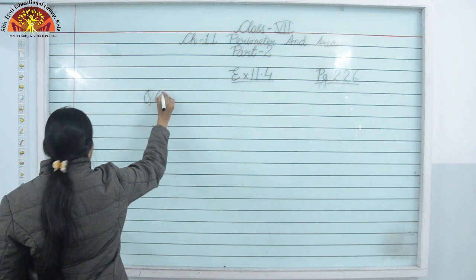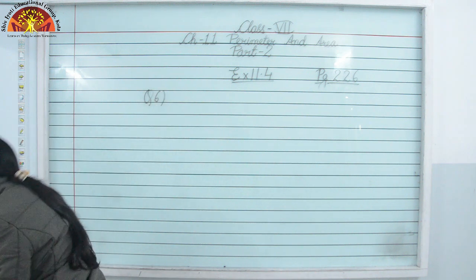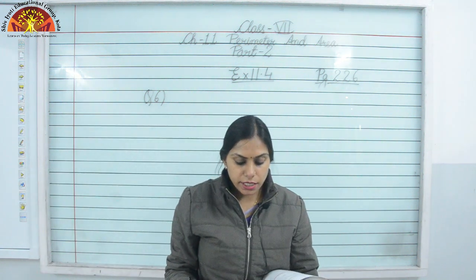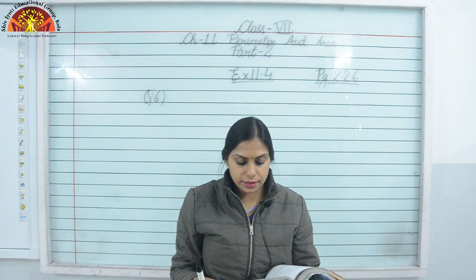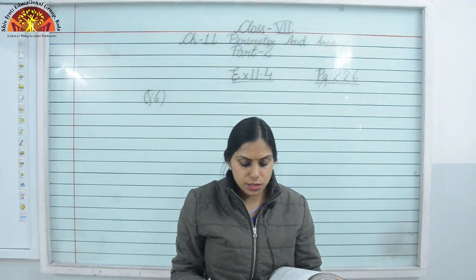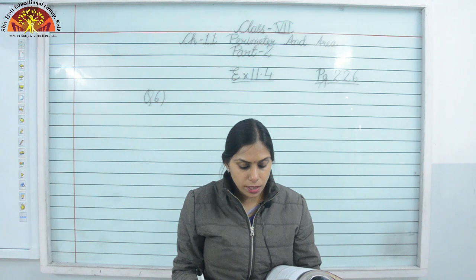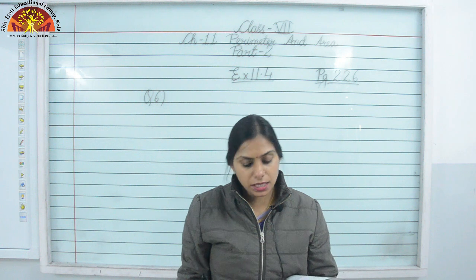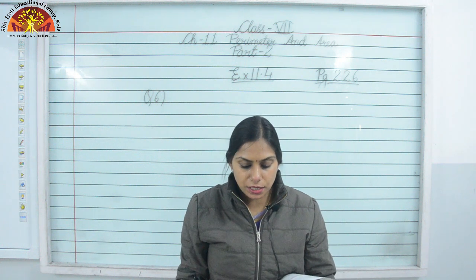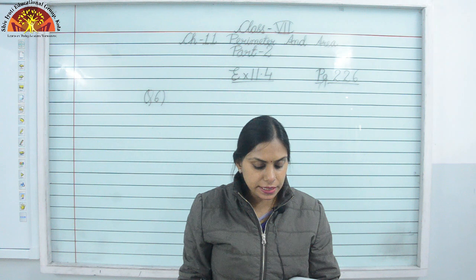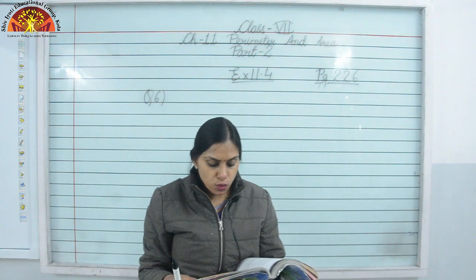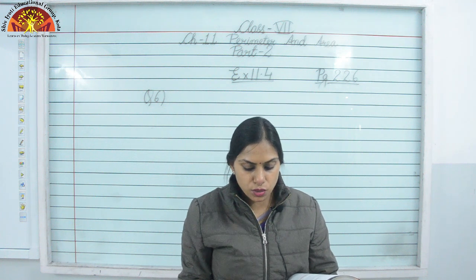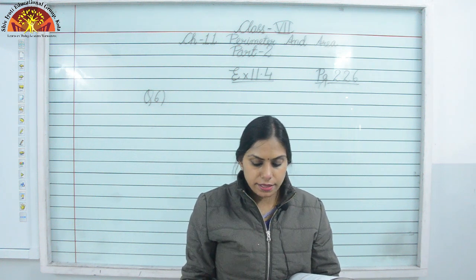Question number 6. Now just see, two crossroads, each of width 10 meters, cut at right angles through the center of the rectangular park of length 700 meters and breadth 300 meters and parallel to its sides. Find the area of the roads. Also find the area of the park excluding crossroads. Give the answer in hectares.